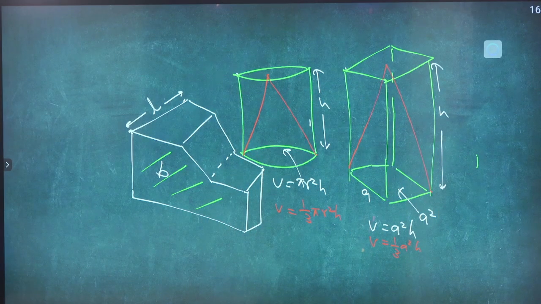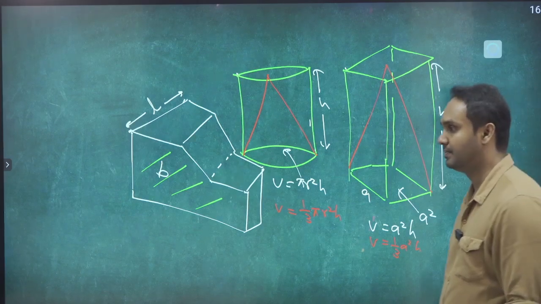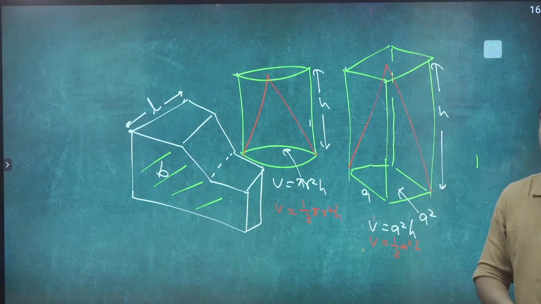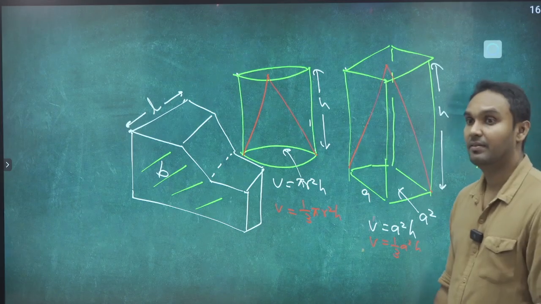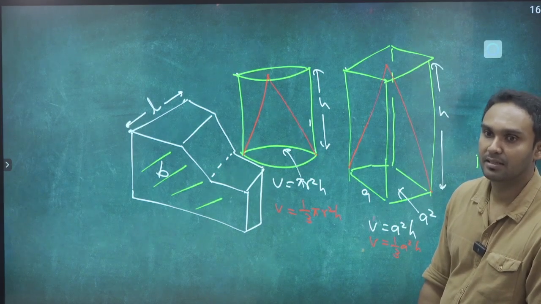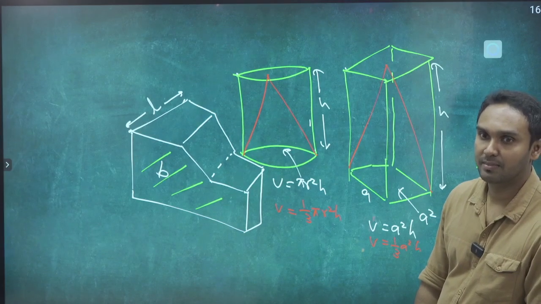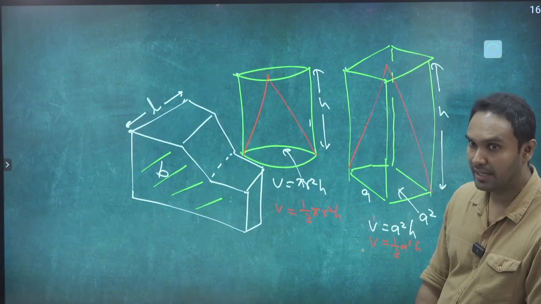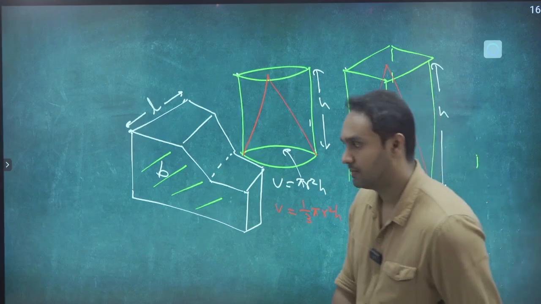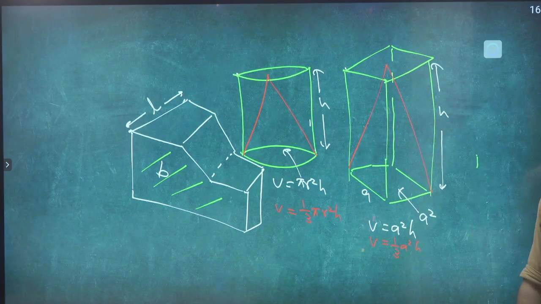If an object is symmetrical, its cross-sectional area into its symmetrical length.